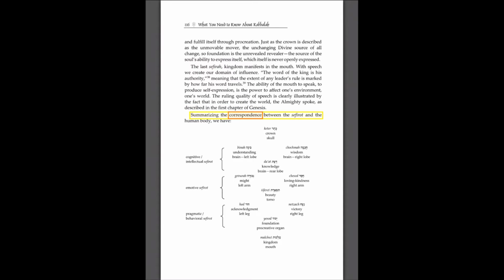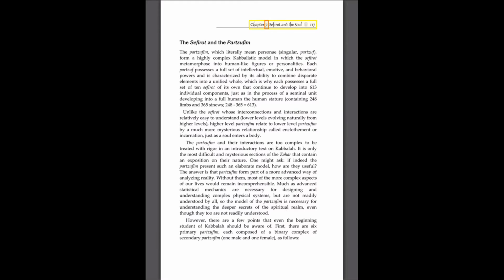Summarizing the correspondence between the Sefirot and the human body, we have: Keter, crown, skull. Binah, understanding, brain, left lobe. Chochmah, wisdom, brain, right lobe, intellectual Sefirot. Daat, knowledge, brain, rear lobe. Gevurah, might, left arm. Chesed, loving kindness, right arm, emotive Sefirot. Tiferet, beauty, torso. Hod, acknowledgement, left leg. Netzach, victory, right leg, behavioral Sefirot. Yesod, foundation, procreative organ. Malkut, kingdom, mouth.